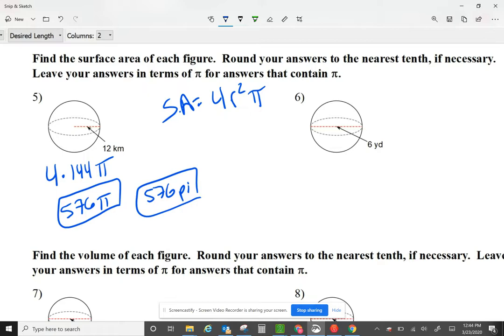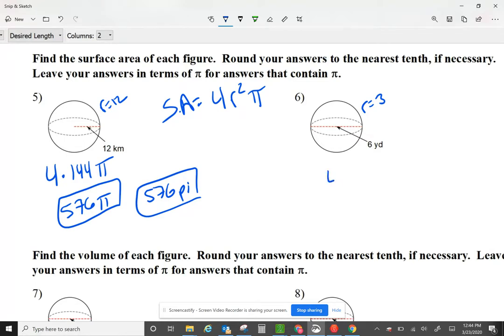Now let's take a look at number 6. I need to know the radius. Remember here for number 5, the radius was 12 because it was only given half. You can see the radius is 12. But in number 6, the radius is 3. The diameter is 6, so the radius is half of it, which is 3.